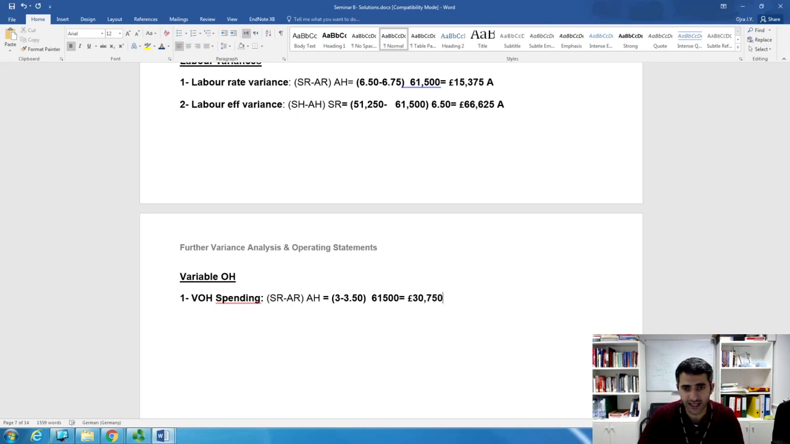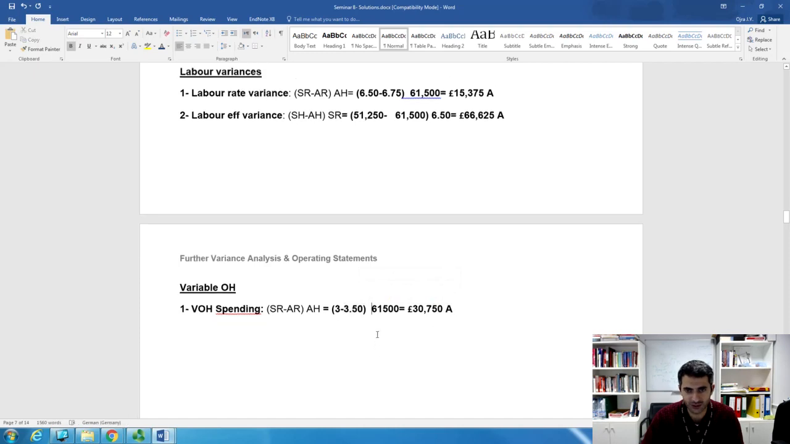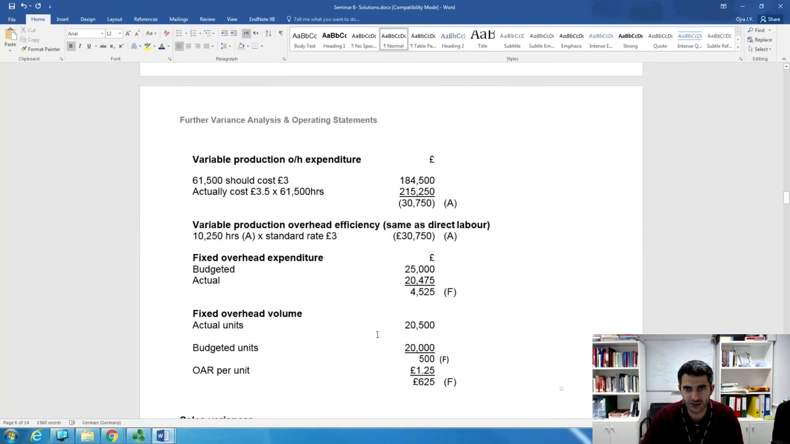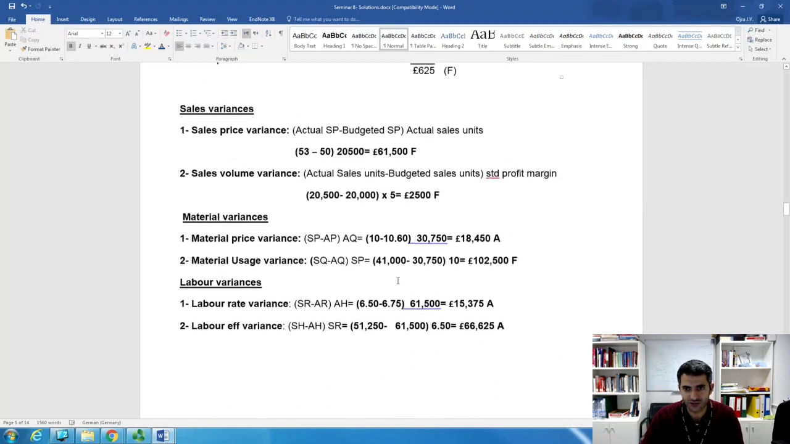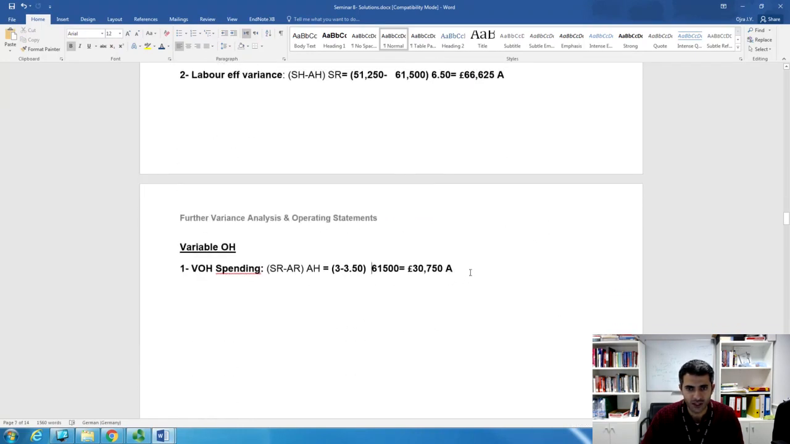Is it adverse or favorable? Of course, it is adverse. Why is it adverse? As you see, the actual rate is more than the standard budgeted rate. So that's right. Let's just make sure it's the right answer. Yes, 30,750. That's correct.